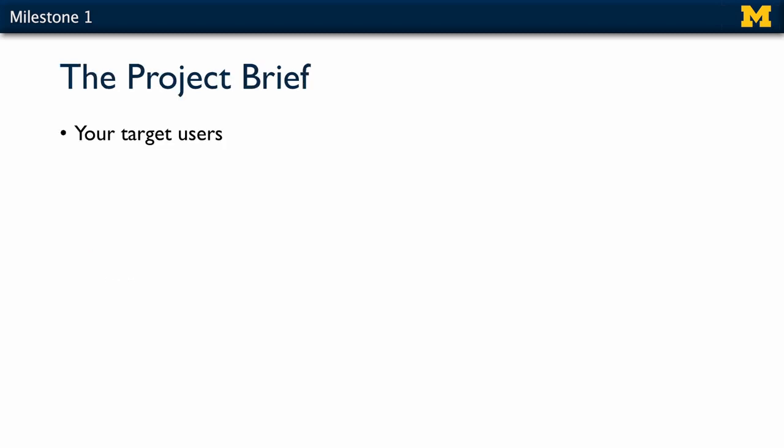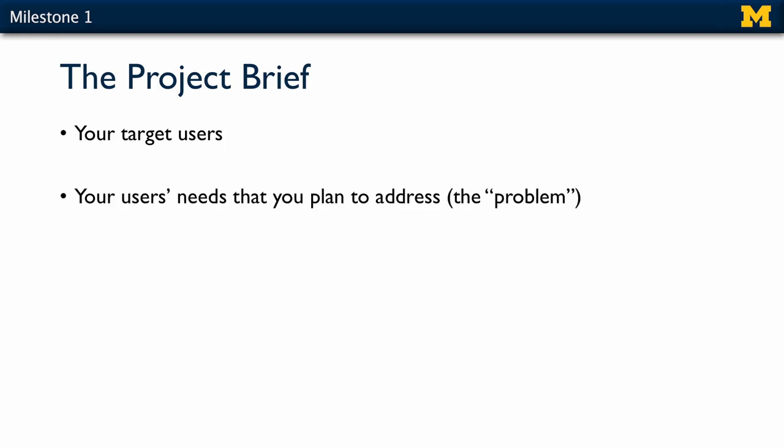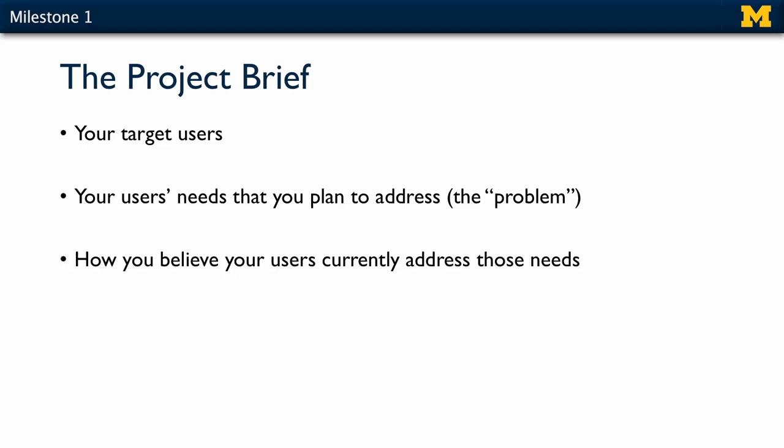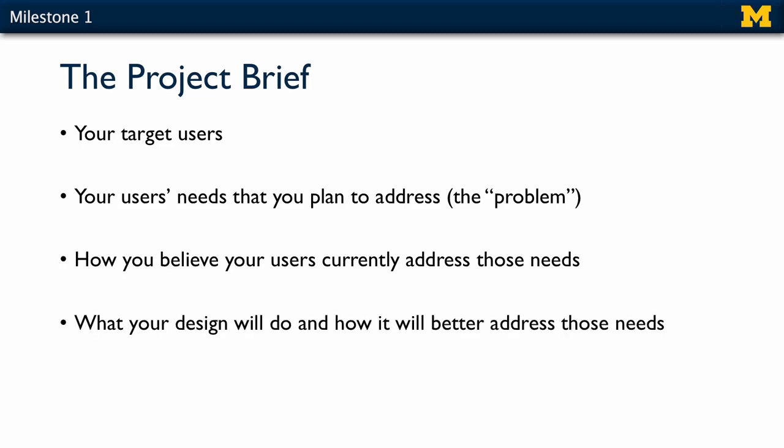The project brief is basically just going to be a document where you outline the essential elements of the project that you plan to pursue, including your target users, the user's needs that you plan to address or the problem that you plan to address, how you believe your users currently address those needs or address that problem, and what your design will do and how it will better address those needs.